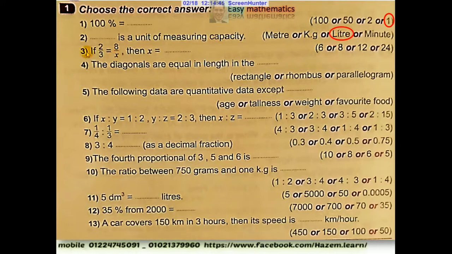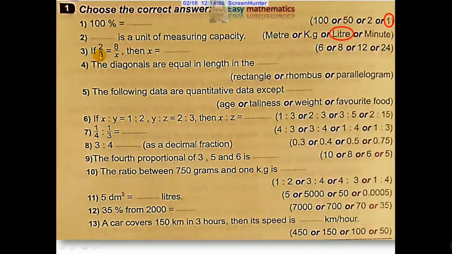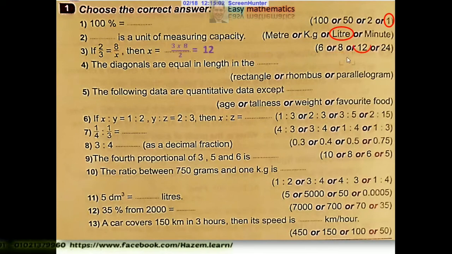Number 3. If 2 over 3 equals 8 over x, he asked me to find the missing number x by doing the cross multiplication. As we have learned before with Mr. Hazem, we must multiply 3 by 8 over 2, like that. It will be equal to 12.